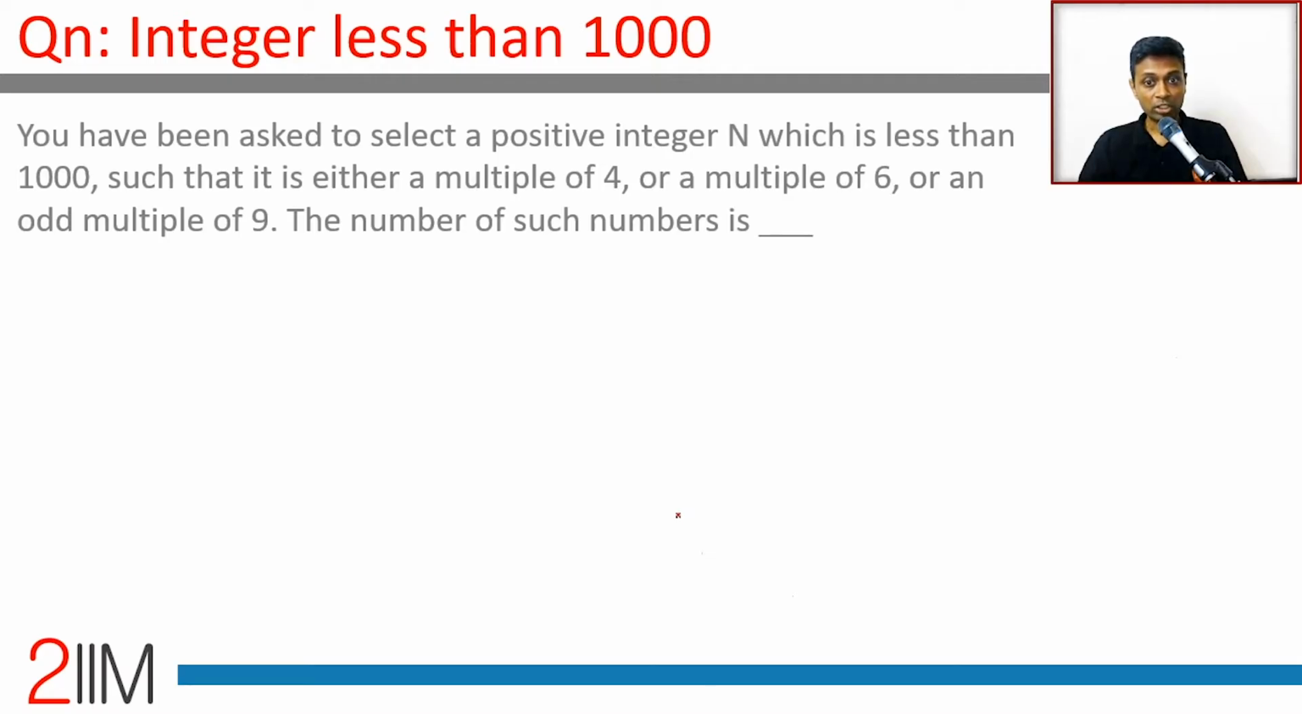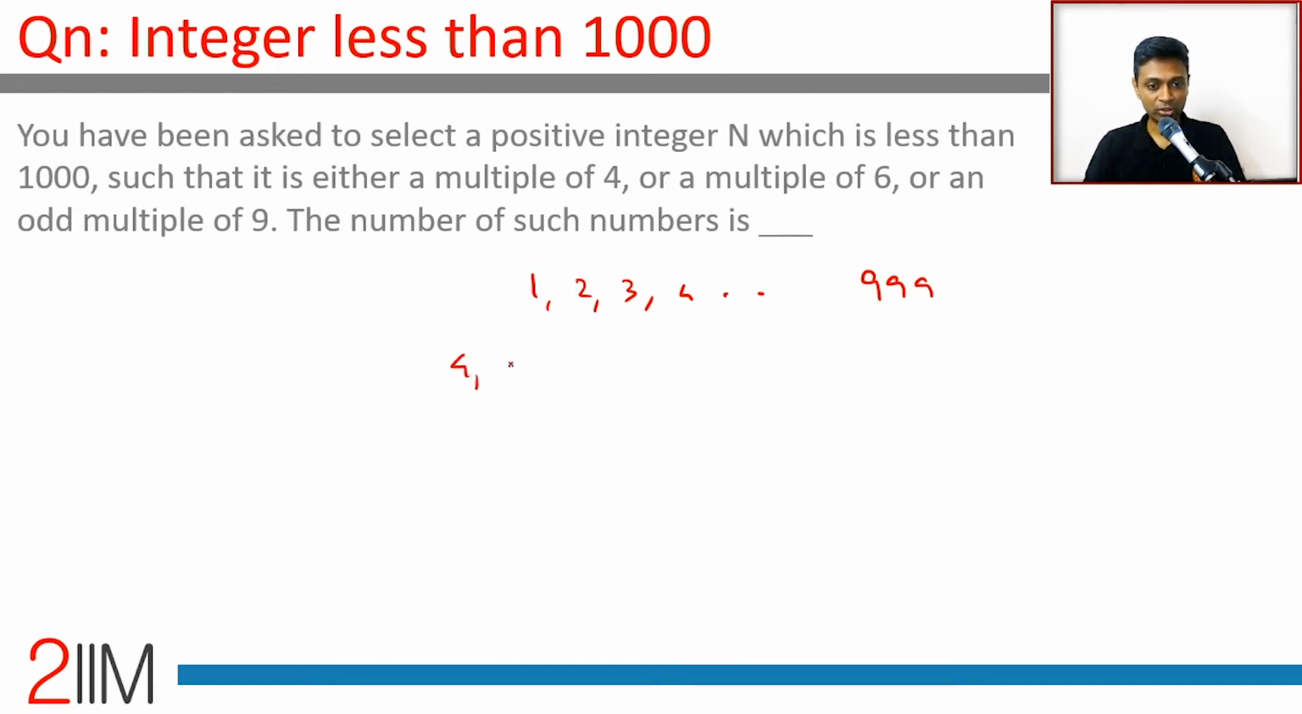You've been asked to select a positive integer n which is less than 1000, that is, from the set 1, 2, 3, 4 till 999, that is either a multiple of 4 or a multiple of 6 or an odd multiple of 3.